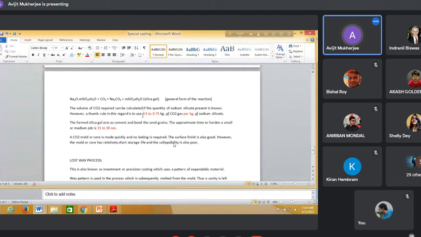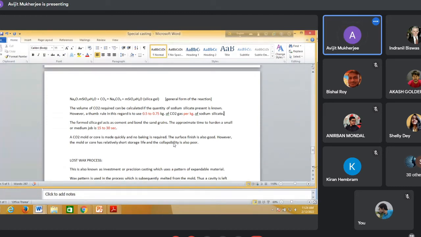So this will give you a very hard structure, and as soon as this is produced, you pour molten metal and break the mold. So this is another precision or investment casting, carbon dioxide molding.